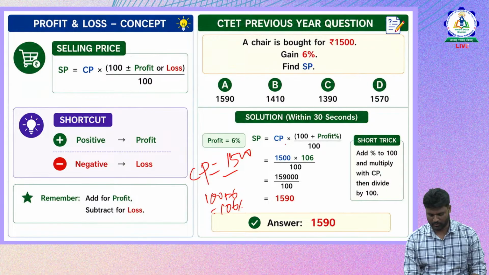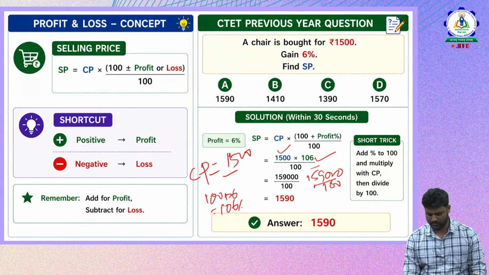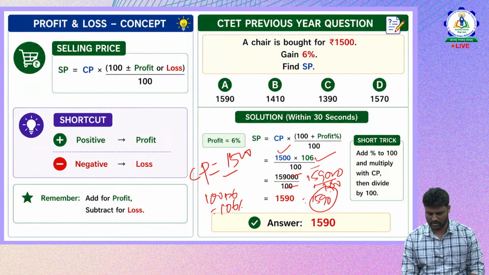Now apply these values into the formula. The selling price is equal to cost price into 100 plus profit percent, by 100. The cost price is 1500, and 100 plus the profit, 6, so the total becomes 106, then by 100. If you simplify, you will get 159,000 by 100, and we will get 1590. So this is the selling price of the item.